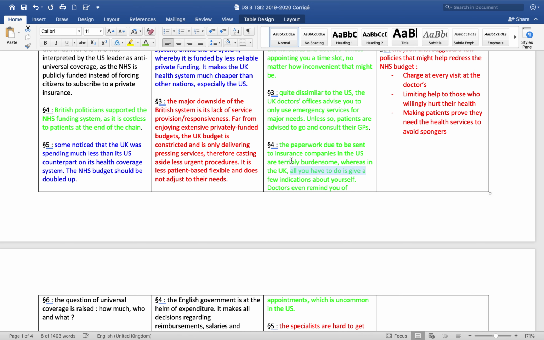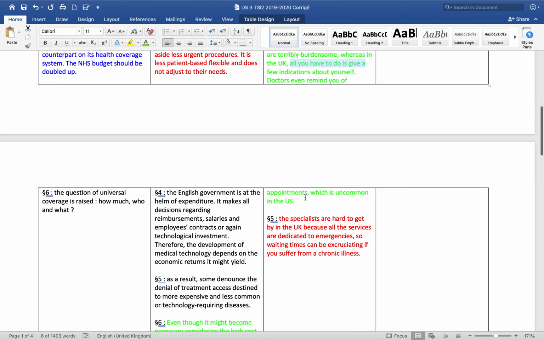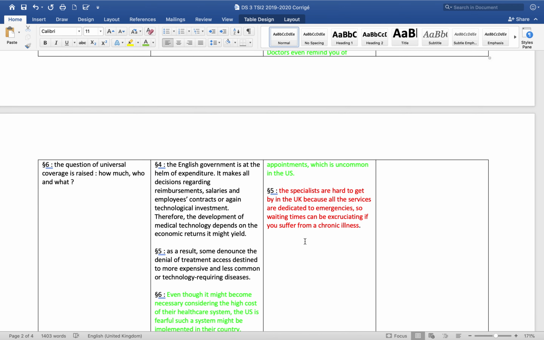The medical system is taking this in charge, and the doctors are even sending you texts to remind you of your appointment so that you don't miss your appointment. In the US, it's not the case. So they're doing everything in order for the system to work. But at the end, different colors because different ideas.